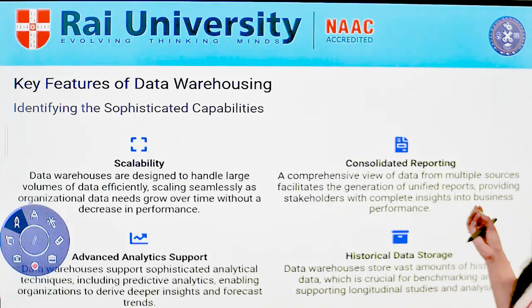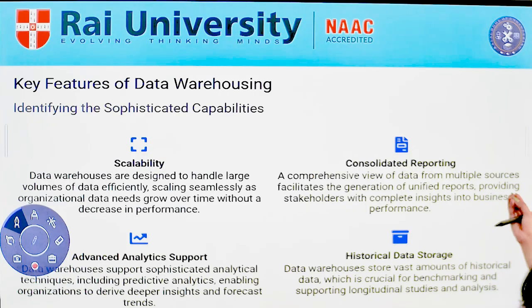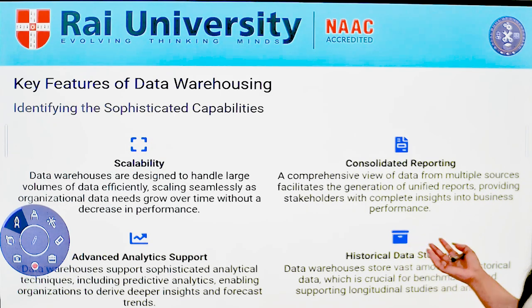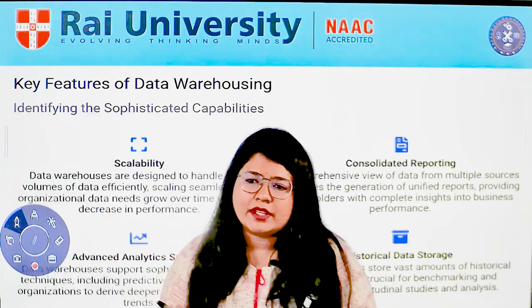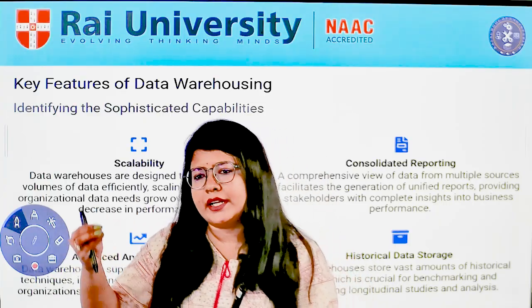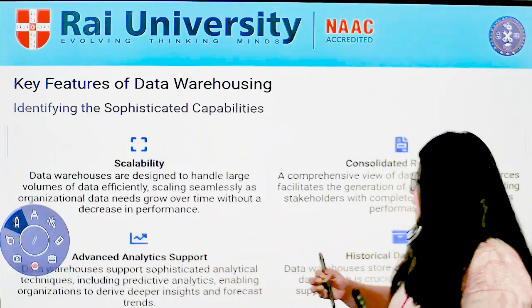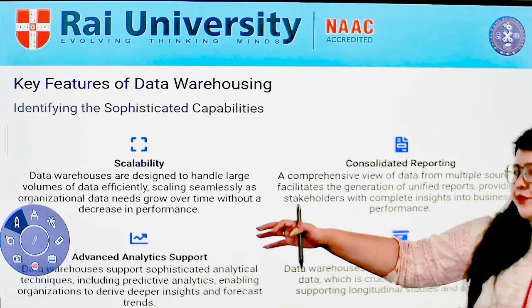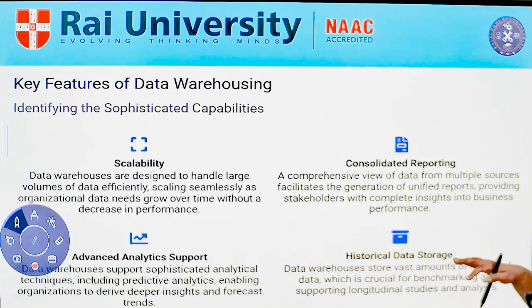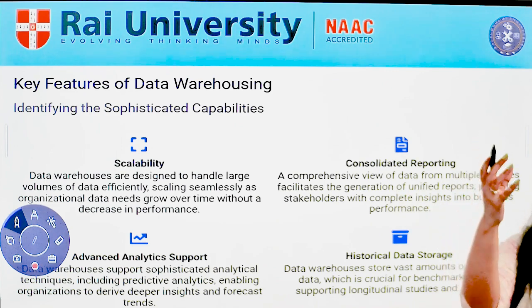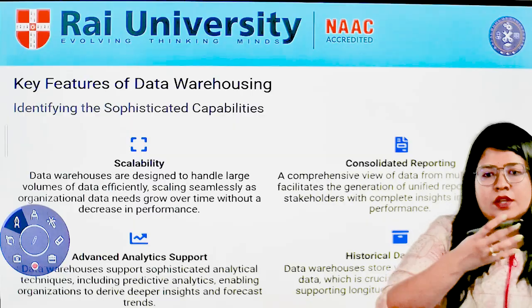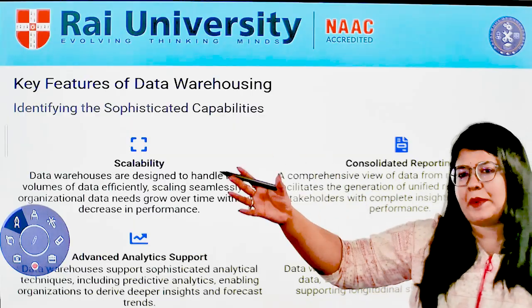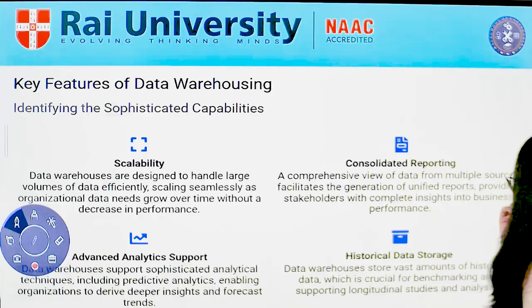The key features of data warehousing are scalability, consolidated reporting, advanced analytics support, and historical data storage. Firstly, scalability. A data warehouse is designed in such a way that it can combine a huge amount of data simultaneously, so it can scale or grow seamlessly and feasibly, okay? Because data is coming continuously in tons, in TBs, PBs, it auto-scales or expands accordingly.